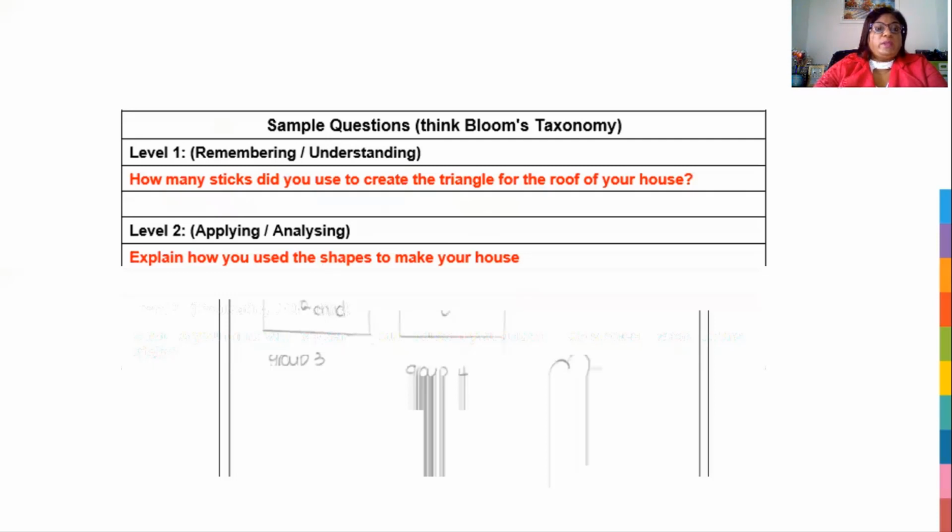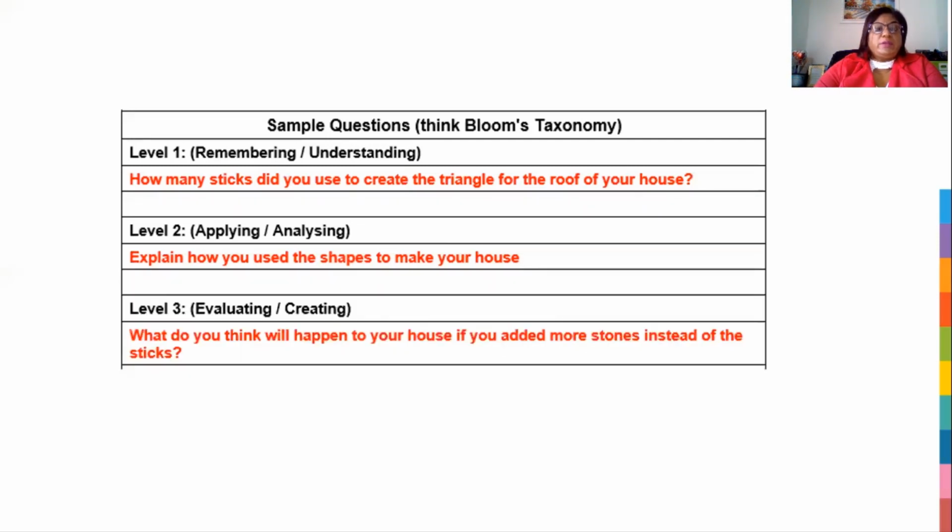So in level 1, you want them to display how they remember things, how they understand things. So you could ask them perhaps, how many sticks did you use to create the triangle for the roof of your house? In level 2, you want them to then apply what they've learned, right? So then you can say to them, explain how you used the shapes to make your house. In level 3, obviously now we're getting a bit more advanced. We want to probe further. You can then ask them, what do you think will happen to your house if you added more stones instead of the sticks?